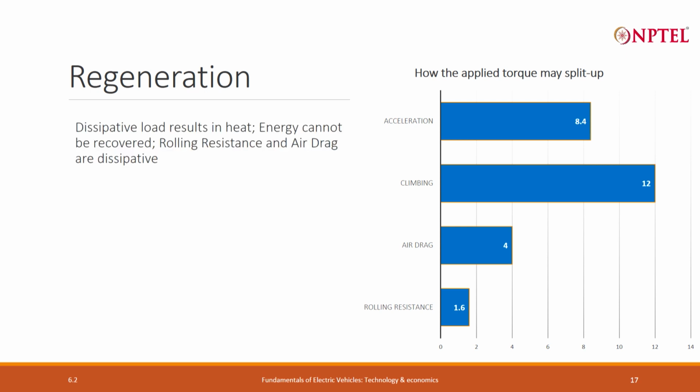Now, if you look at the different loads, we are saying that there are broadly 4 loads. The air drag and rolling resistance are what are called dissipative loads, which means they consume energy and immediately convert it into heat, and once something is converted into heat, I cannot recover that energy.